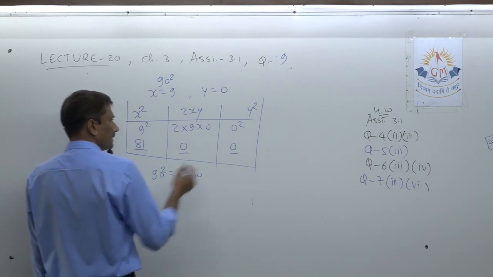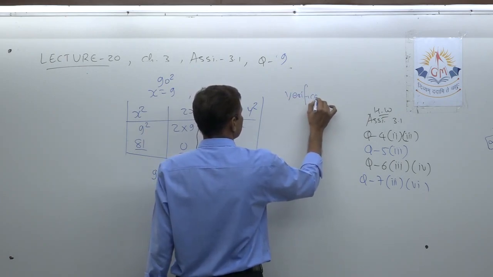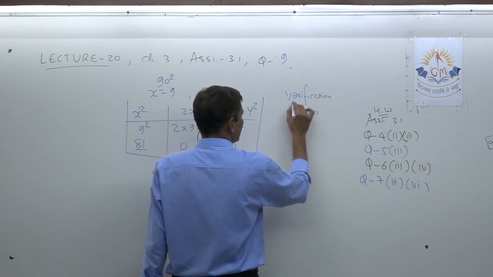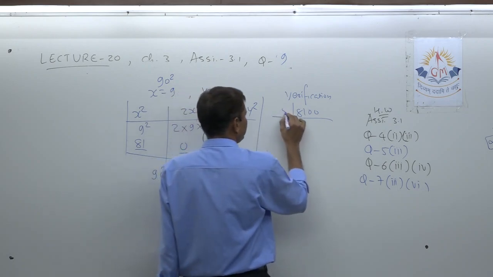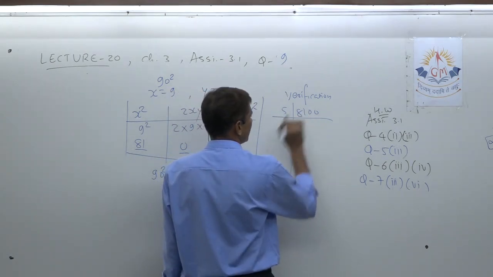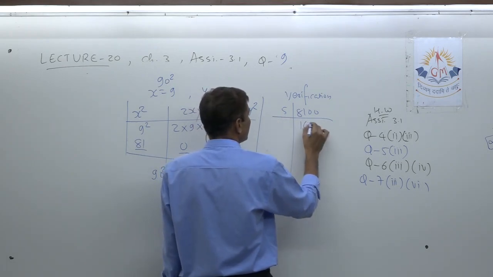Now again the verification step. 8100. Now it is divisible by, first of all, 5. Let's divide by 5. It is divisible by 2 also. By any prime number you can divide. 5 1s are 5, 3 left. 5 6s are 30, 1 left. 5 2s are 10, 0.